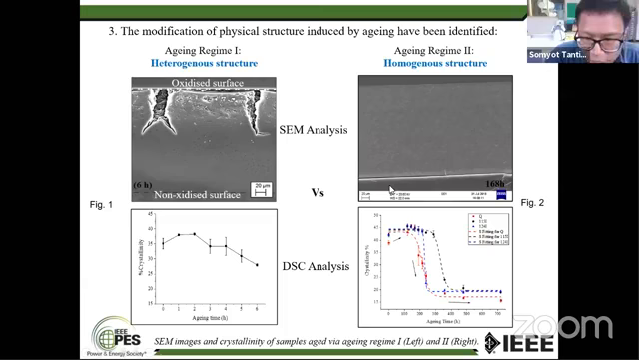And the figures below, the graph shows the crystallinity change with the aging time. With the increase of aging time, the crystallinity will reduce when you age more and more, because the polymer chain will be broken by the time.